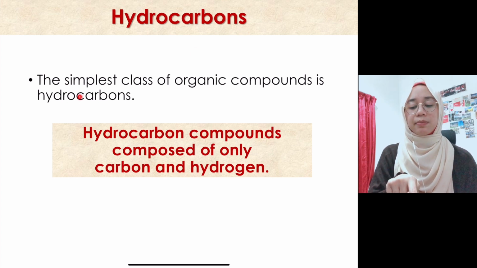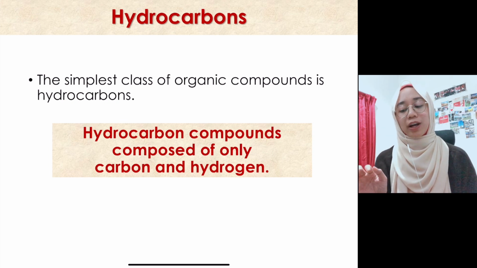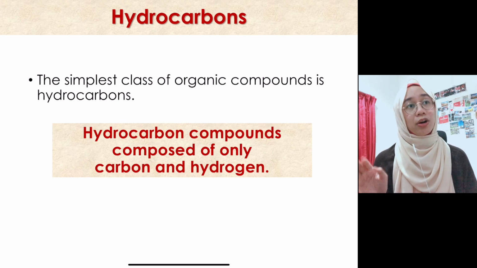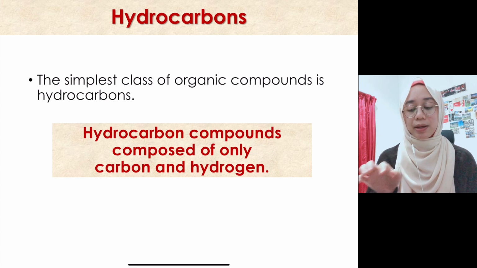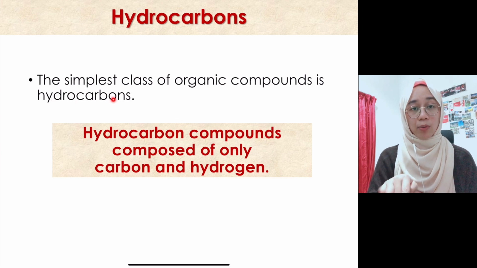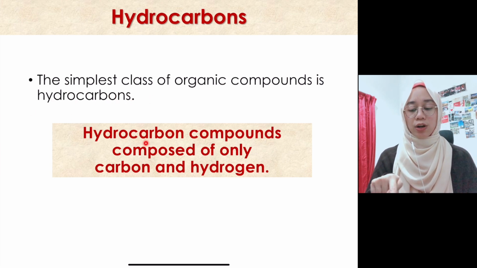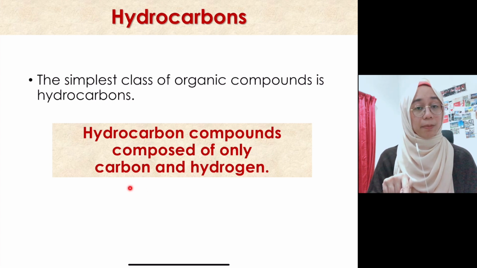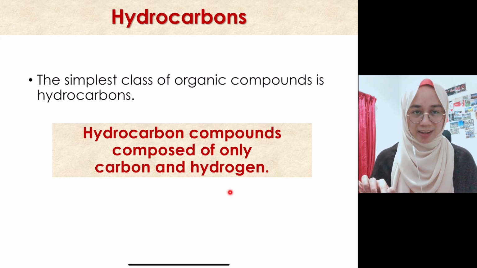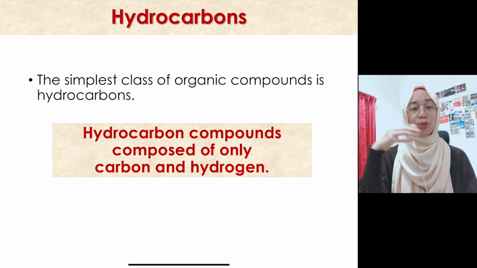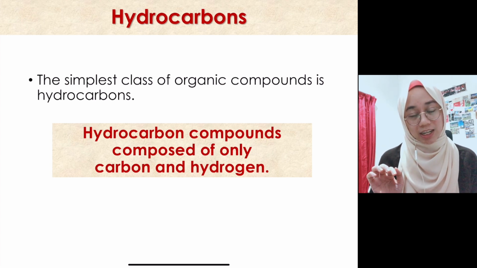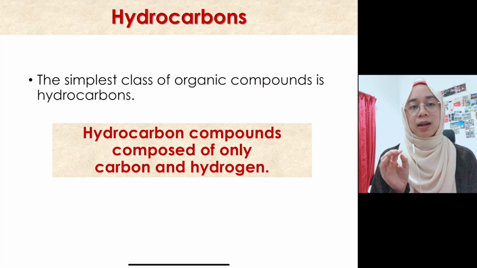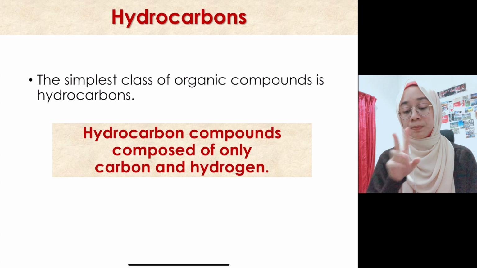So hydrocarbon is basically the simplest class of organic compound. Okay, so sebab organic compound ni ada banyak kelas, nanti kita akan tengok benda tu kemudian. Okay, tapi yang paling simple adalah hydrocarbon, whereby what is the definition of hydrocarbon? So hydrocarbon compounds composed of only carbon and hydrogen, as simple as that. Okay, daripada nama dia tu kamu boleh tahu apa definition dia. It is compound that consists of only carbon dengan hydrogen. Okay, so ni adalah yang paling simple lah. Sebab dia tak consist of any other elements. It consists of only 2 elements sahaja.